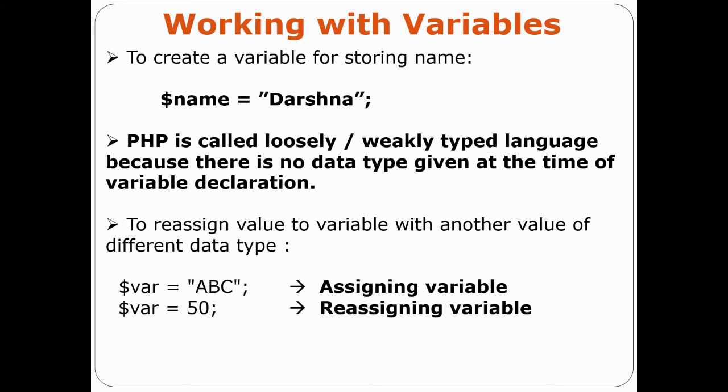How do we assign the value? Suppose, here is one example: $name equal to Darshana. It's a string variable. PHP is a loosely typed language, so there is no data type given at the time of variable declaration. We can also reassign the variable, like $var equal to 50, so your string variable is directly converted into numeric, that is integer.